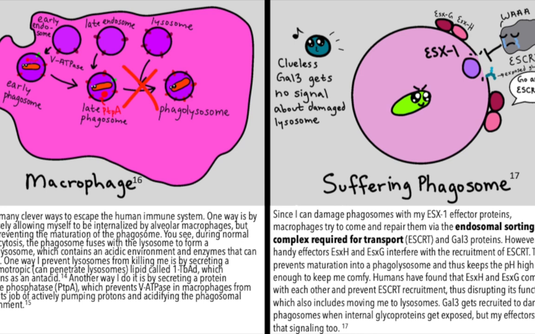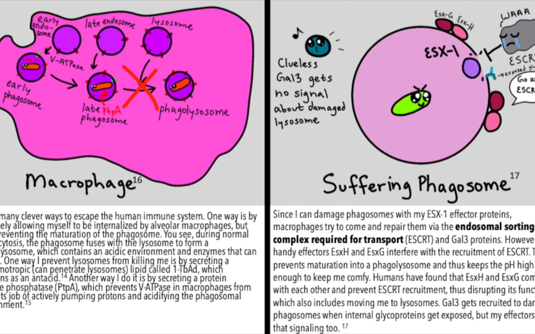One way I prevent lysosomes from killing me is by secreting a lysosomotropic lipid, meaning it can penetrate lysosomes, called 1-TBAD, which functions as an antacid. Another way I do it is by secreting a protein, tyrosine phosphatase, PTPA, which prevents the ATPase in macrophages from doing its job of actively pumping protons and acidifying the phagosomal environment.